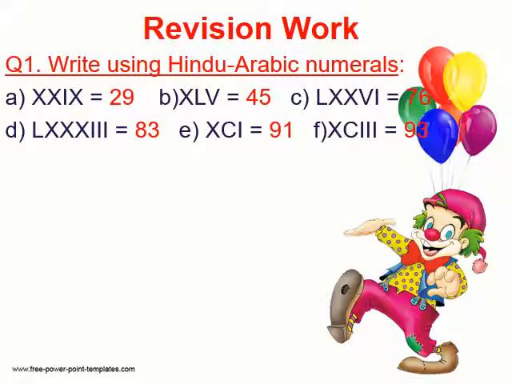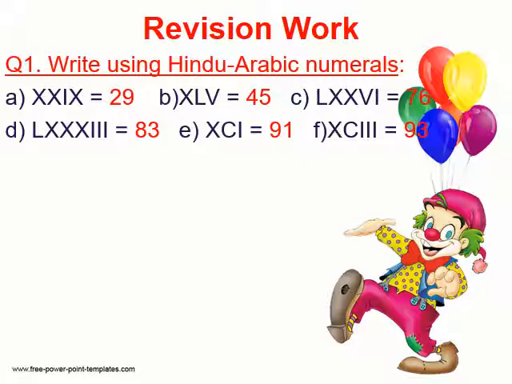Now let's come to the D part. In D part we have the Roman numeral LXXXIII. So here the value of L is 50, the value of X is 10 and the value of I is 1. So what is the value of LXXXIII? It is equal to 83.